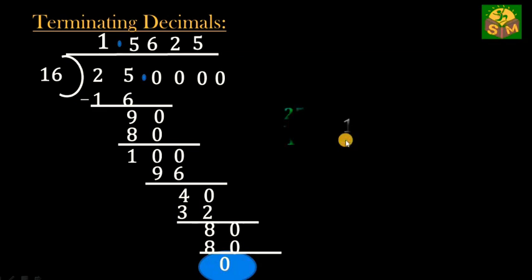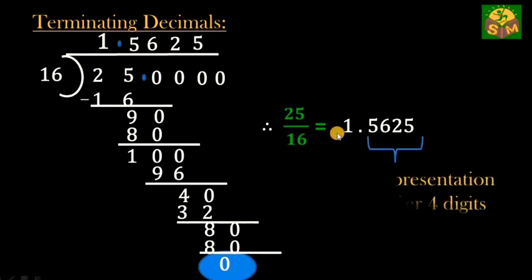So the decimal form of 25 over 16 is 1.5625. So 25 over 16 is an example of a terminating decimal because it has a fixed number of digits after the decimal point.